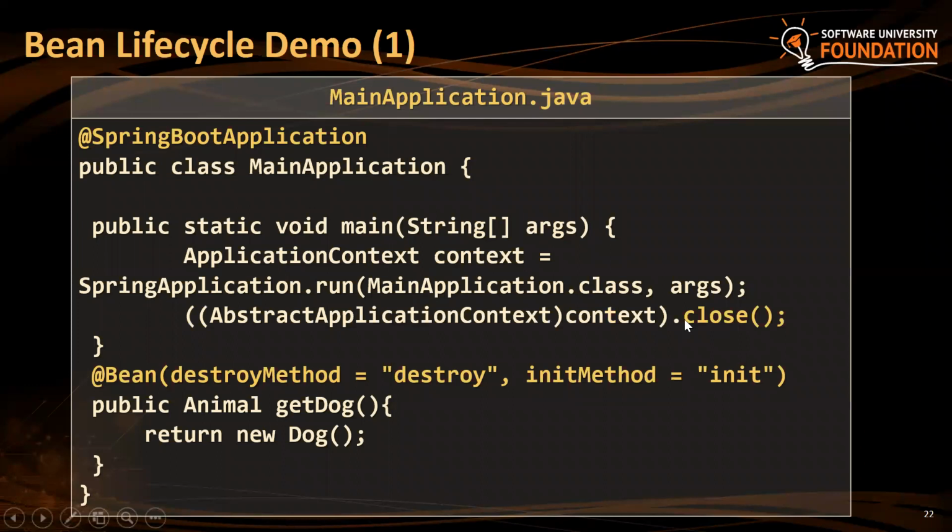Here I am closing the context. Close means I am closing the container itself. The application context container is responsible for starting the application. Then I'm running the application, then I'm closing the application. Whenever we close this, it will get destroyed.